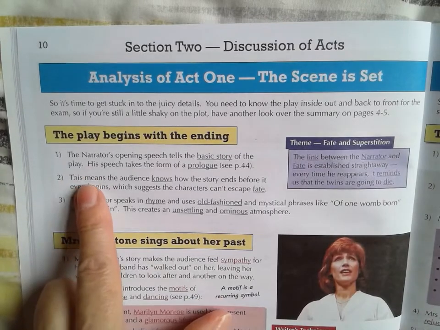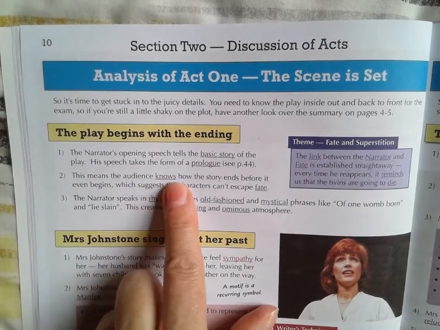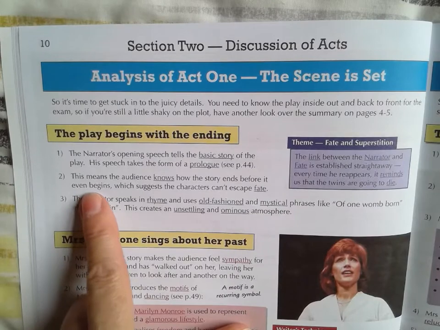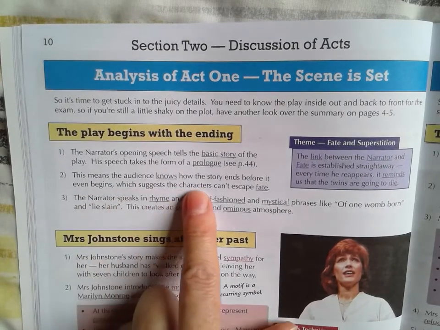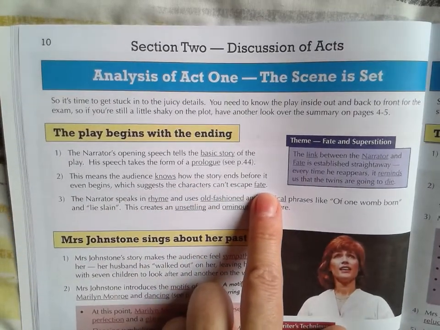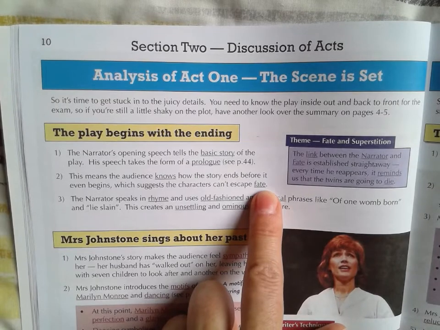So number 2 says, this means that the audience knows how the story ends before it even begins, which suggests that the characters can't escape this fate. So it tells you that they are going to die at the very beginning.